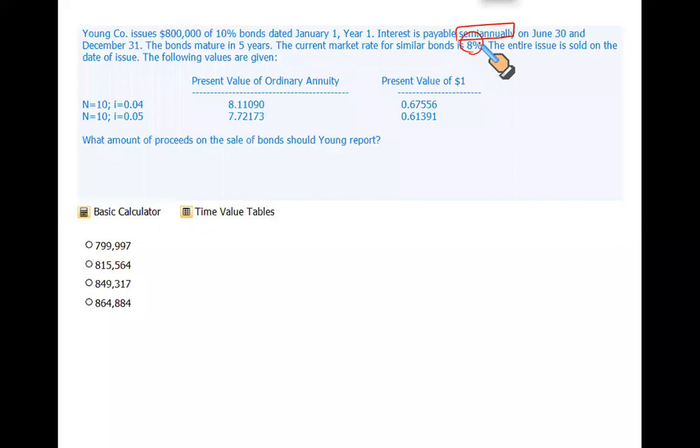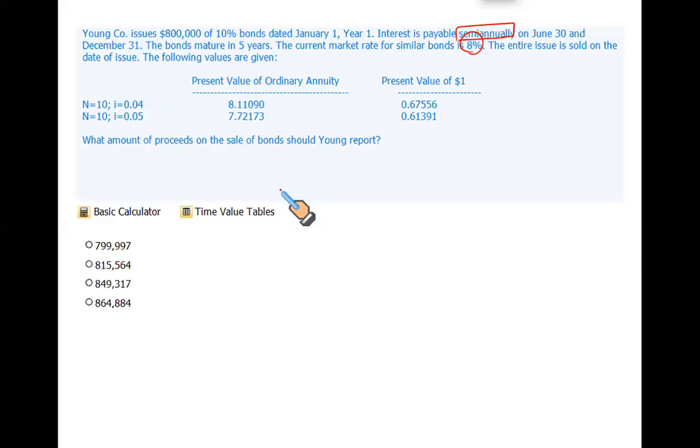This is something I would always emphasize. Market rate, the prevalent rate, is used for discounting, and the coupon is used for interest payment. This is a fairly straightforward idea, but students tend to mix these things up. The entire bond issue is sold on the date of issue. The following values are given: 10 periods, 4% interest rate. This is the present value for annuity, and this is the discount factor. Present value for annuity for 5%, and this is the discount factor. We will use all these and also the financial calculator. What amount of proceeds on the sale of bonds should Young report?